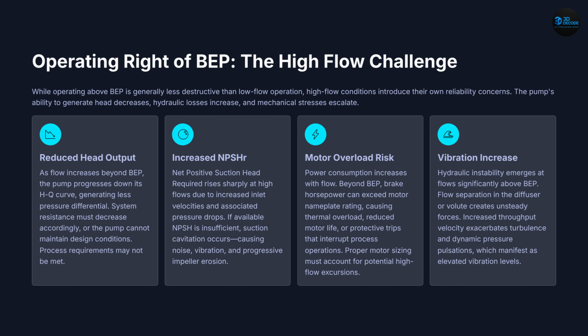Slide 6. Right of BEP, high flow. When operating above BEP, the pump produces less head. NPSH required increases, raising cavitation risk. Power consumption increases, which can overload the motor. Vibration also increases due to hydraulic instability.